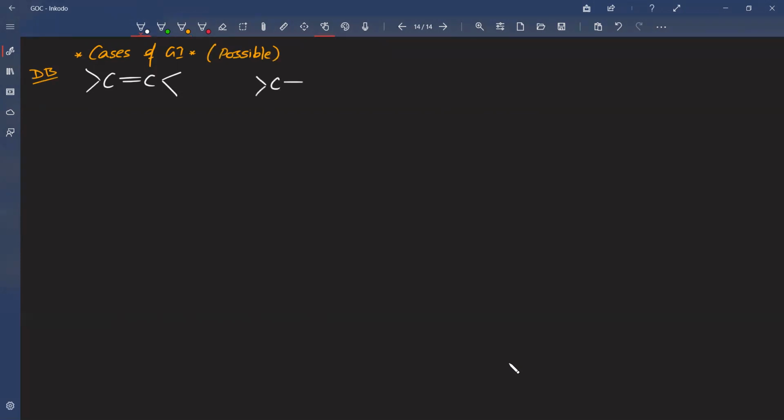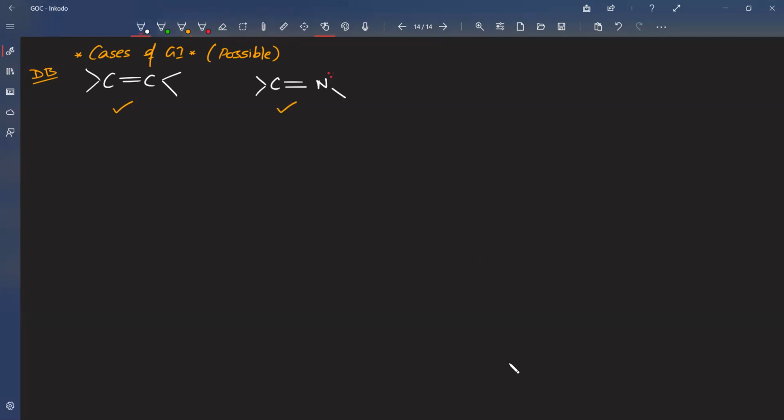Also, if there is a carbon double bond nitrogen, then this nitrogen can form only one more bond, right? So how does it become a case of geometrical isomerism? Because this nitrogen has a lone pair. This lone pair can be oriented on the top or on the bottom, right? Based on that, you will have two different geometrical isomers. So there is a possibility here.